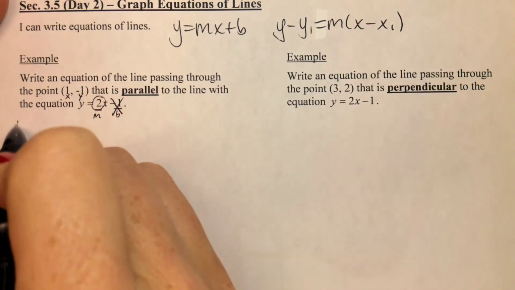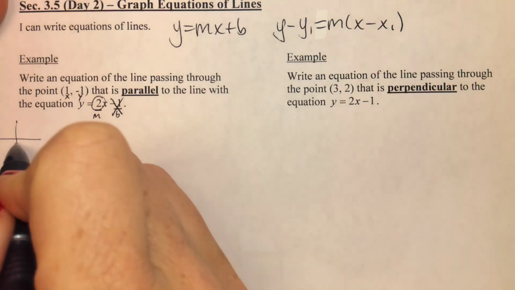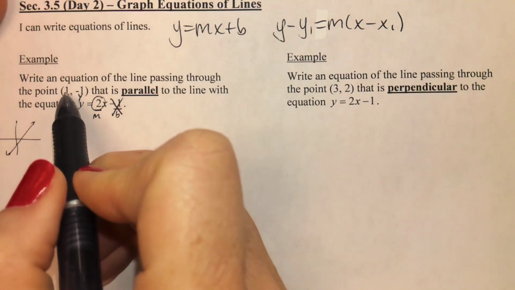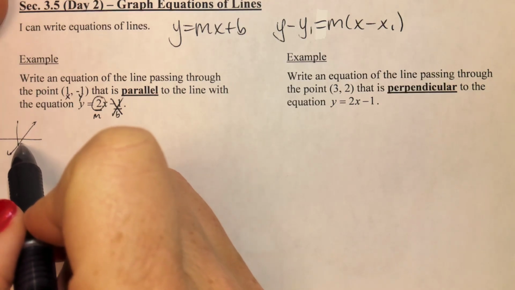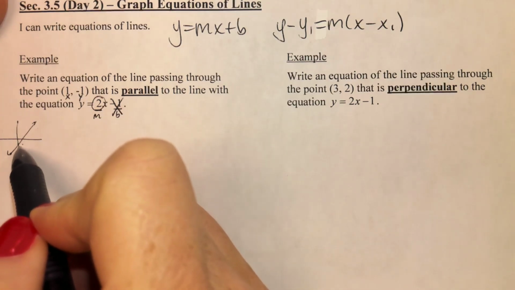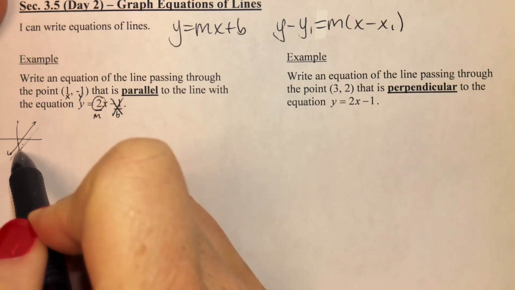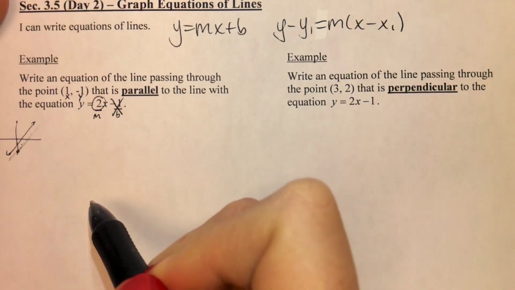So this line exists out there. I'm just going to give it a quick sketch. It crosses at -1 and then it goes up 2. So it looks something like that. Now we're supposed to go through this point, 1, -1, and we're going to make one that is parallel to it. And it will have a completely different y-intercept. That's why I can't use that.